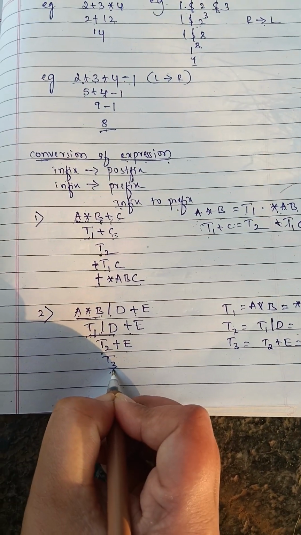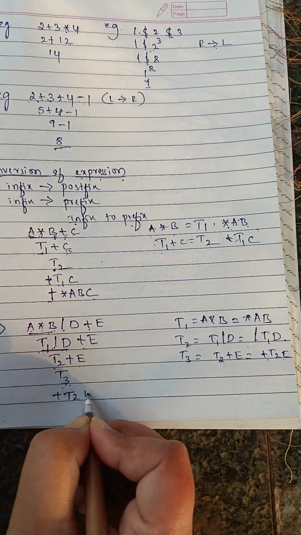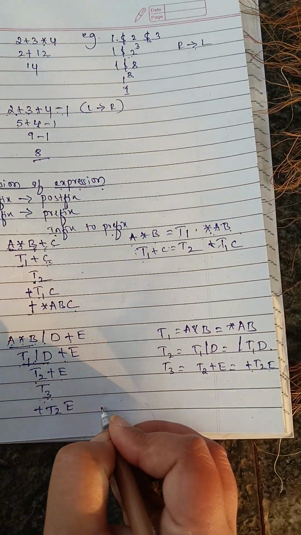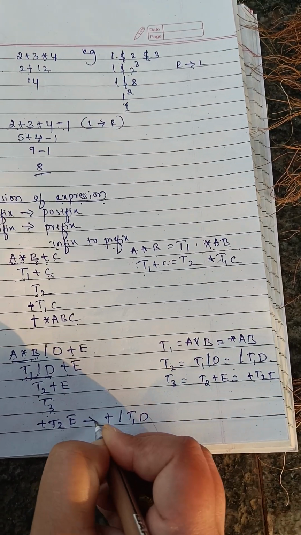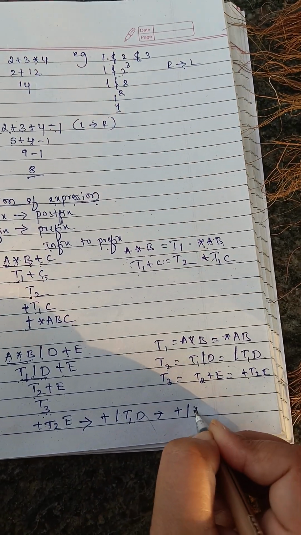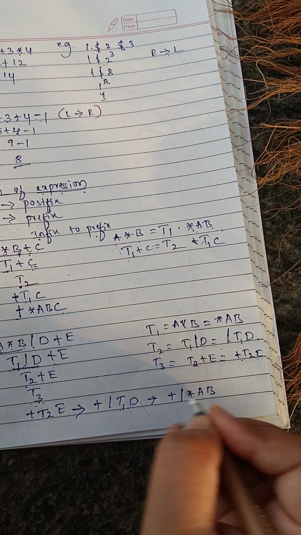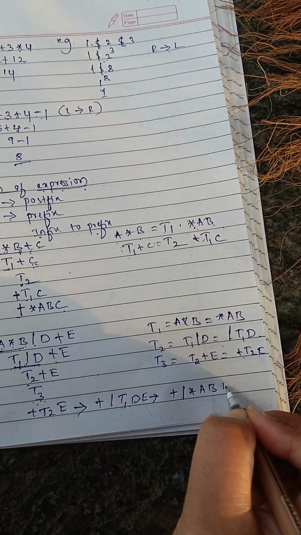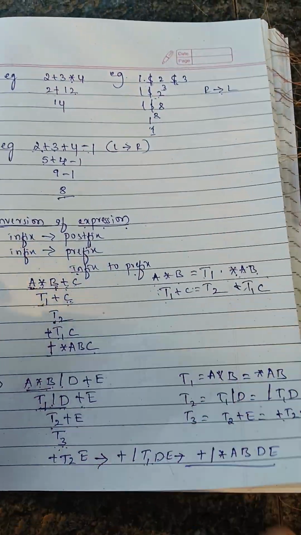Then substitute the values here. For t3, the prefix expression you have got is plus t2 e. For t2, you have plus divide t1 d. Next, for t1, you have star ab. So the final expression is plus divide star a b d e. This is your conversion of infix to prefix.